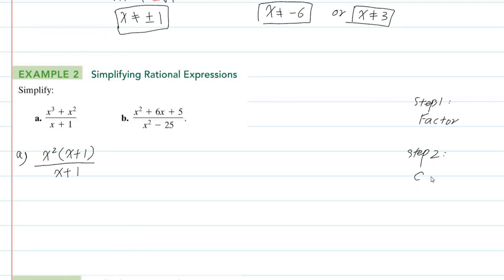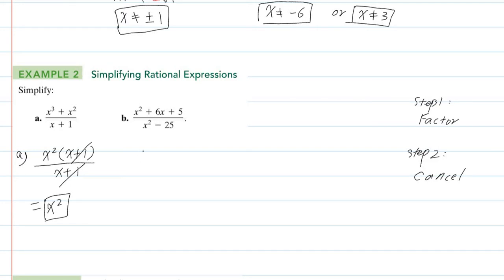Step 2, all you have to do is cancel. In here, the denominator we cannot factor anymore. So we're just going to cancel this part, and then all we have left is x squared. And you're done.